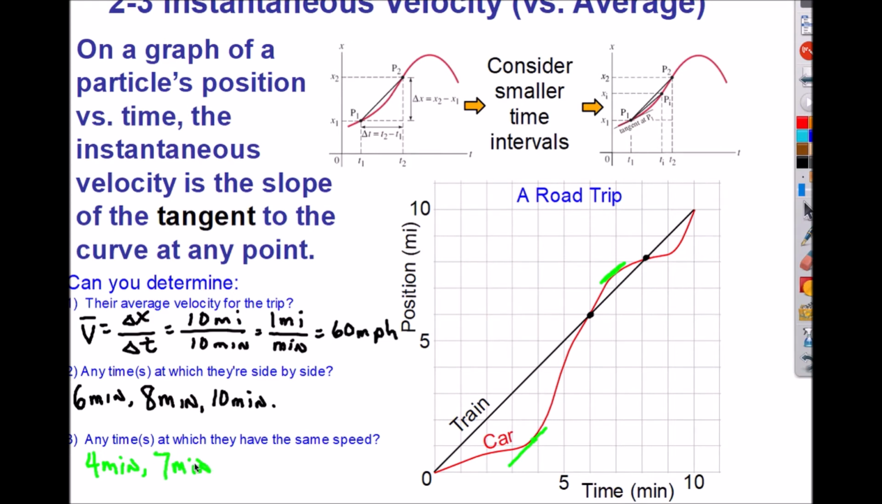And perhaps one more right around here. And that's maybe a little bit beyond 9 minutes. So let's just call that 9.2 minutes. Okay, so there we go.